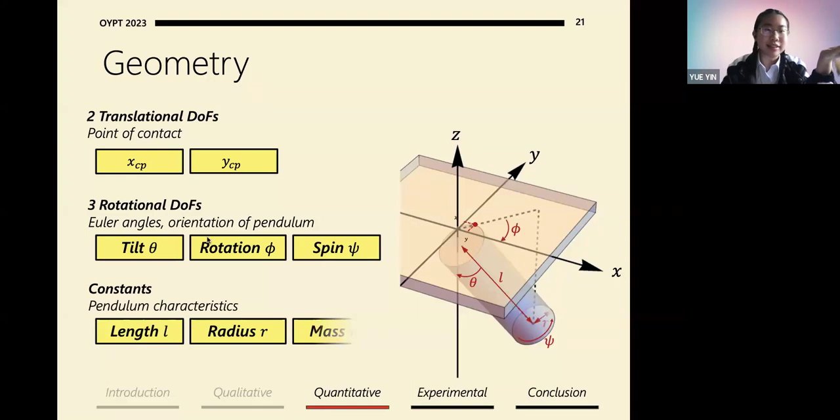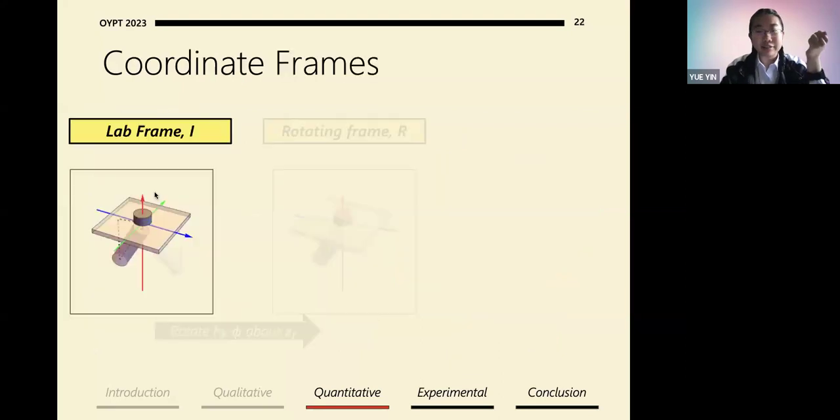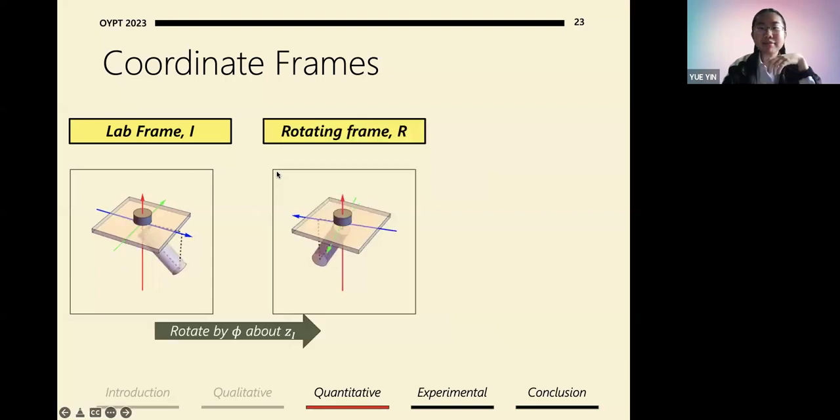And these are the constants. We will be working with an inertial lab frame. So the three axes in the different colors are the frame in question, and a rotating frame R, which rotates with the pendulum, and the pendulum's own frame.